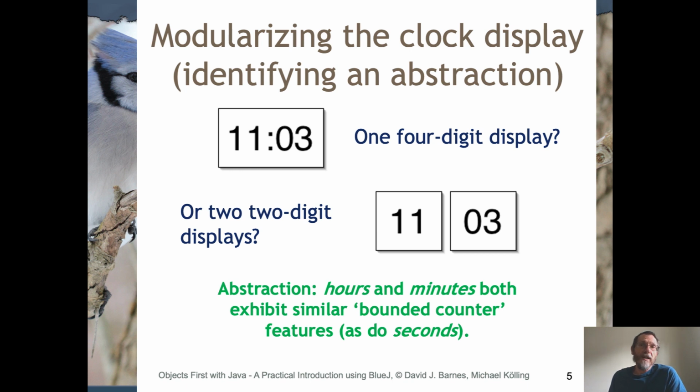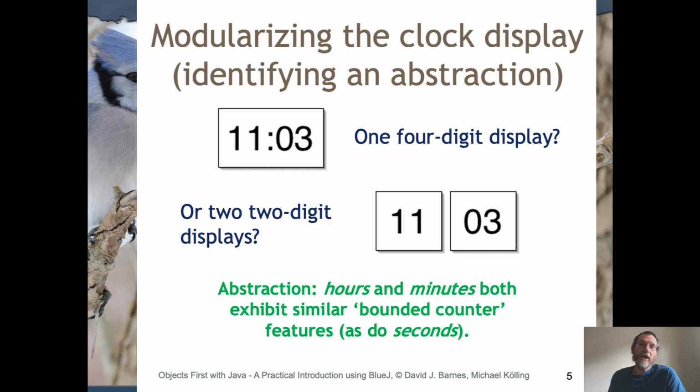But there's another way of actually looking at this, and that's to say that it actually consists of an hours display and a minutes display and potentially a seconds display. And if we think about the way in which hours and minutes work, they work in a very similar fashion. Over the course of 24 hours, the hours start at 0, work their way up to 23, and then wrap around to 0 again. And over the course of a single hour, the minutes start at 0, they work their way up to 59, and then they wrap around to 0 again.